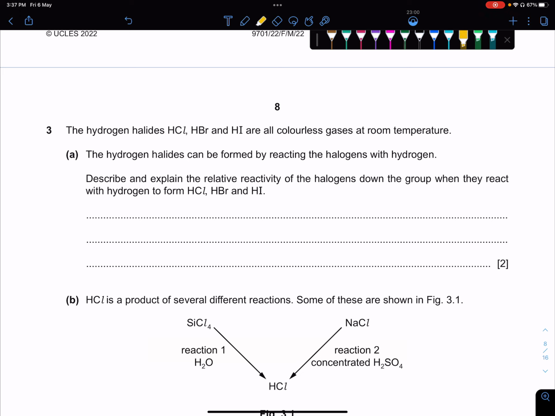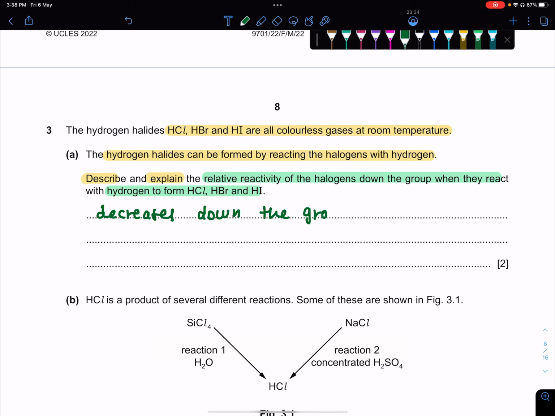Hydrogen halides, HCl, HBr, and HI, are all colorless gases at room temperature. Hydrogen halides can be formed by reacting a halogen with hydrogen. Describe and explain, 1 mark for describing and 1 mark for explaining, the relative reactivity of halogens down the group when they react with hydrogen. This is easy. The reactivity of the halogen towards hydrogen decreases down the group.